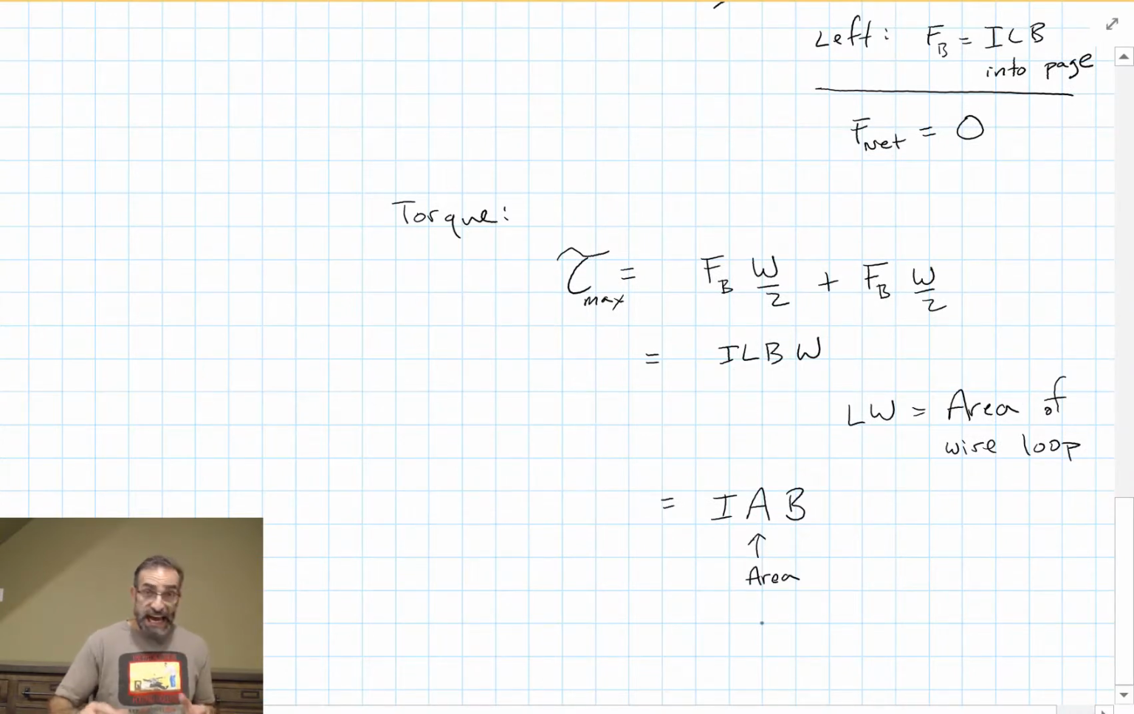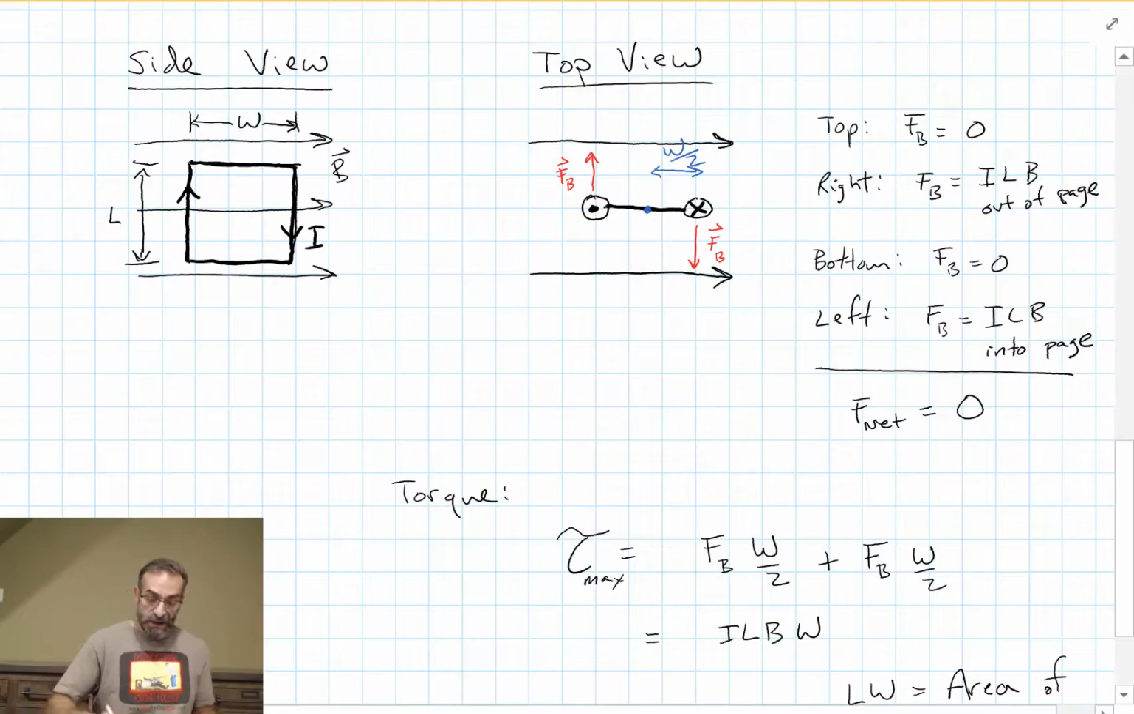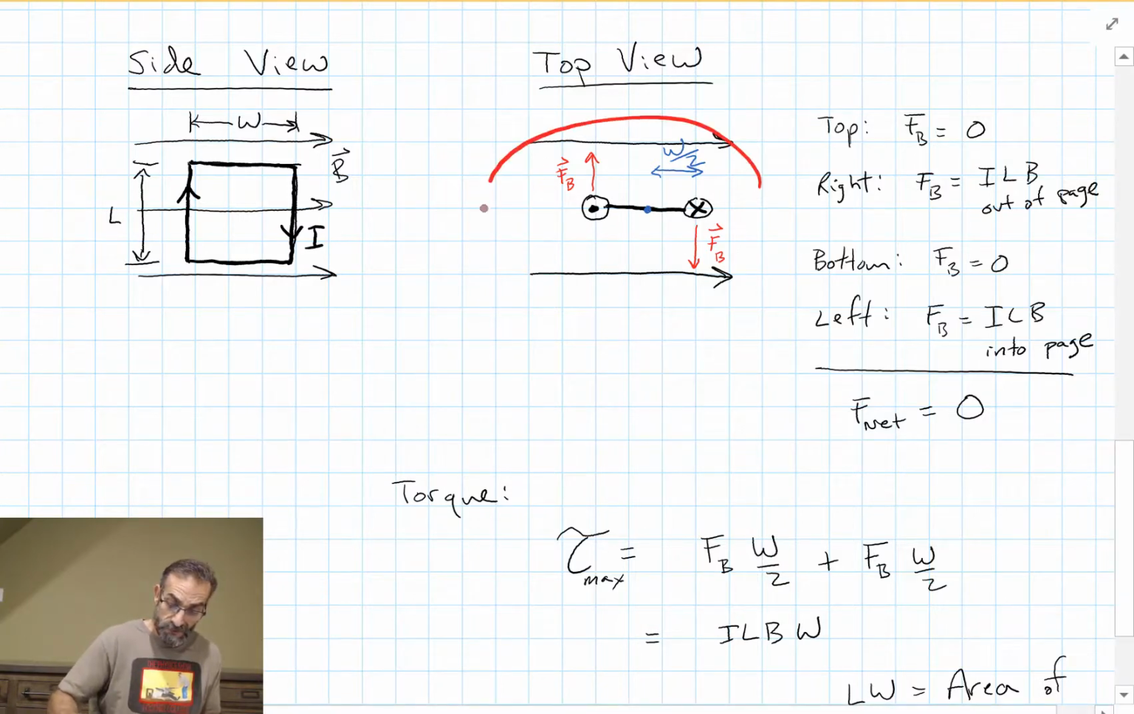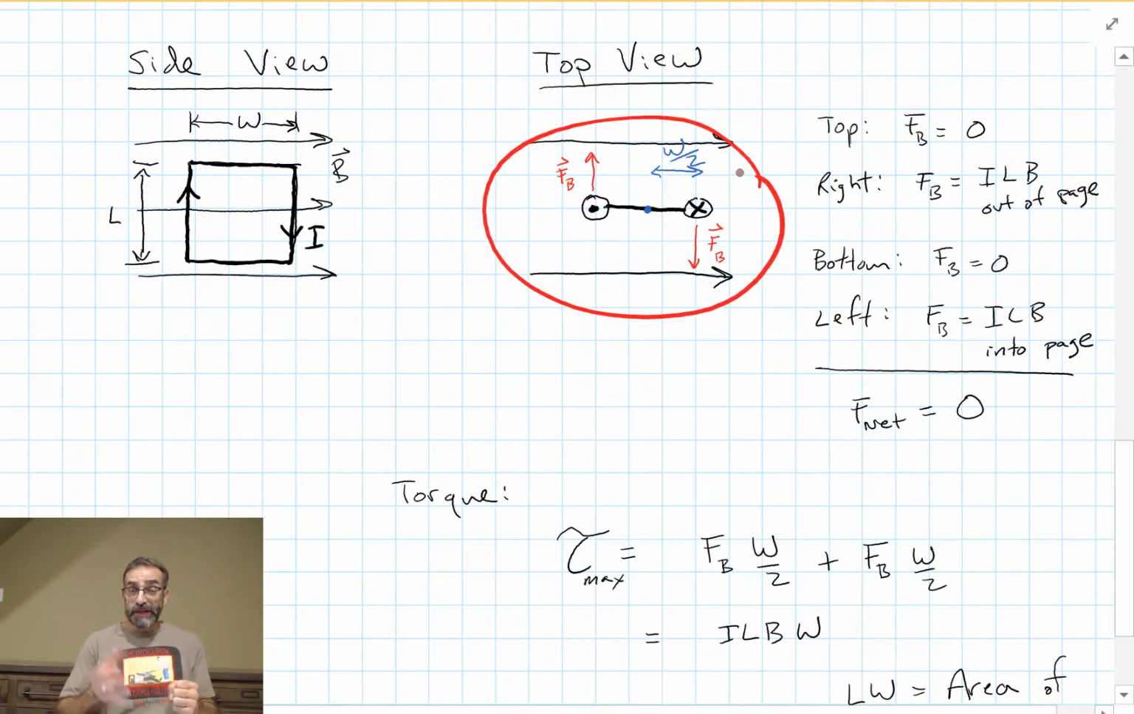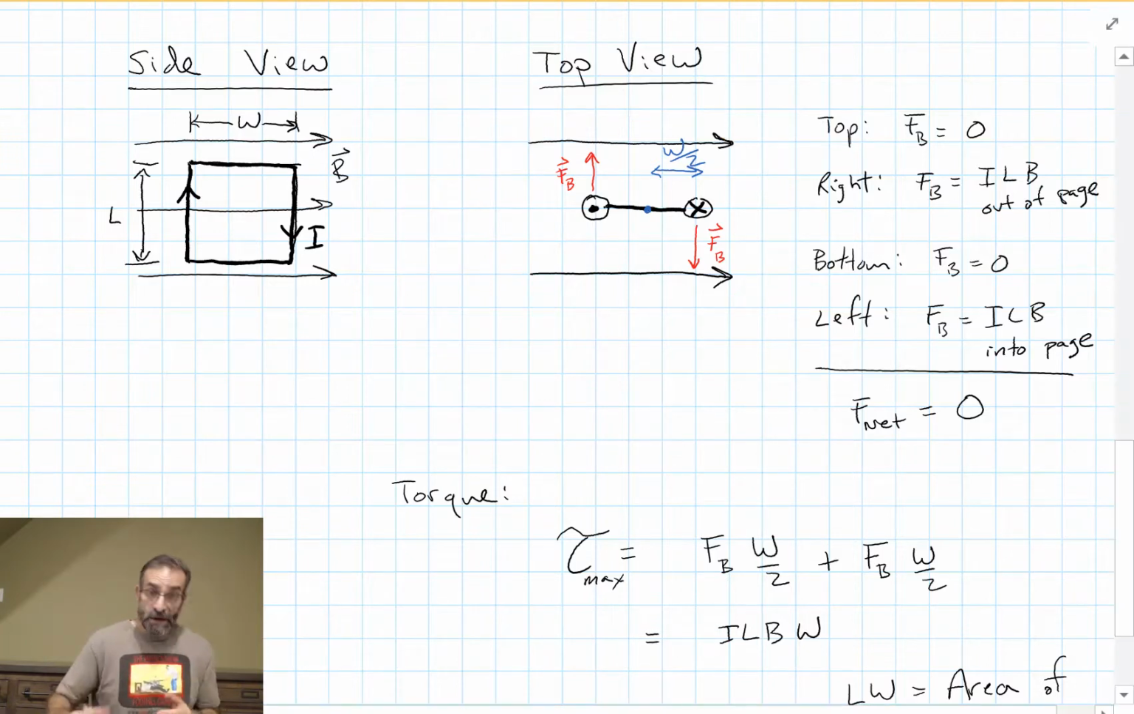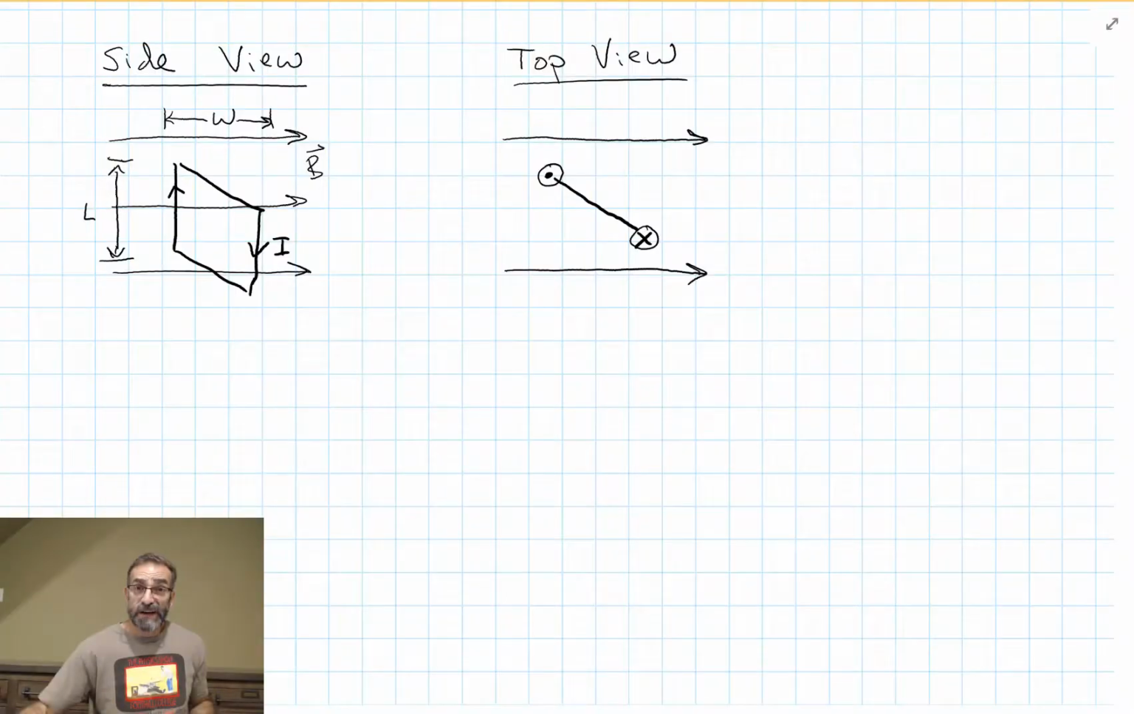Let's take a look at what happens as this loop of wire begins to rotate. We start out in this orientation and we turn a current on. Those magnetic forces act on this current carrying wire and cause it to twist or rotate. So an instant later, we have this situation. Our loop of wire has rotated a little bit. What's the direction of the force on the left side? It's still into the page.